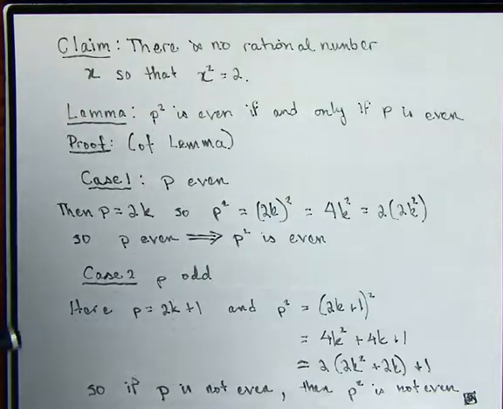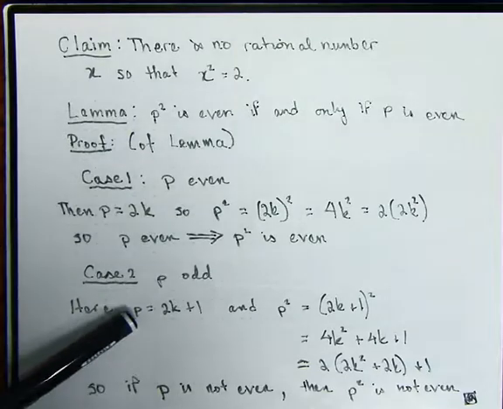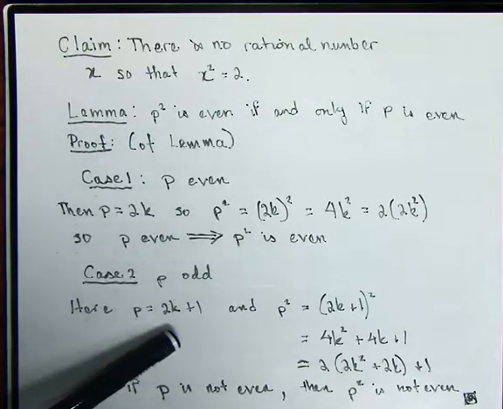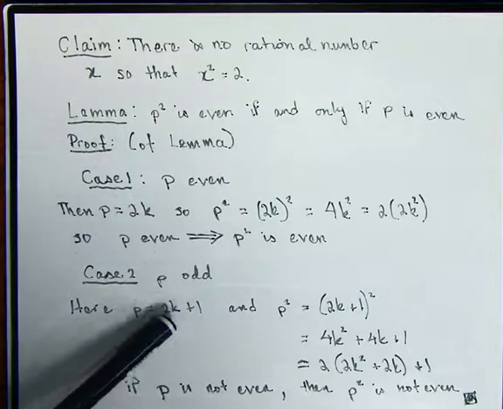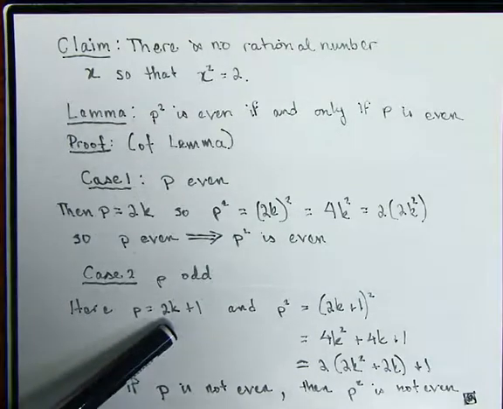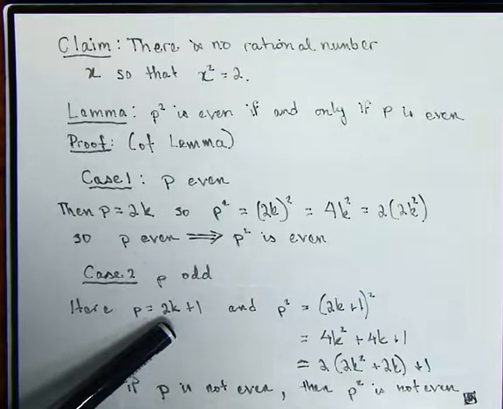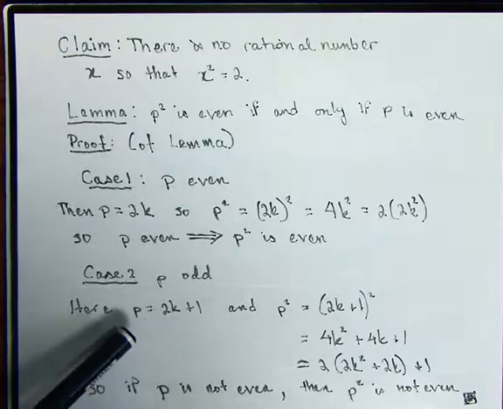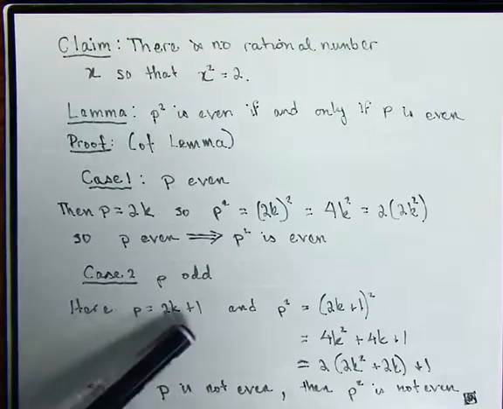The other case to look at is when p is odd. If p is odd, that means it exceeds a multiple of 2 by 1. Every odd whole number can be written in this form, 2k plus 1, for some value of k. For example, if I wanted to write the number 7 in this form, it would be 2 times 3 plus 1.